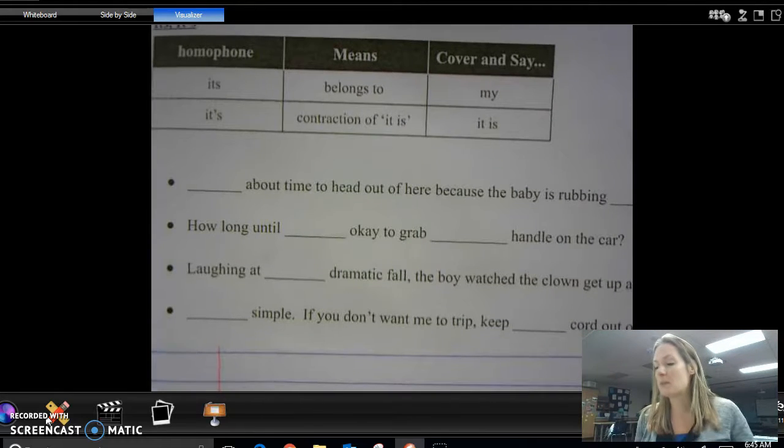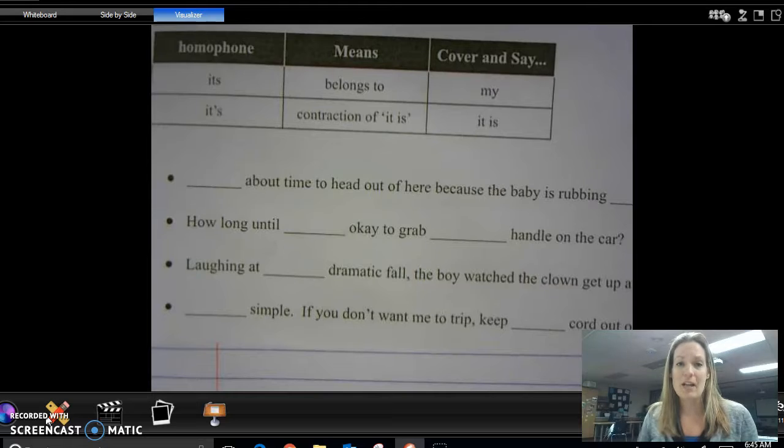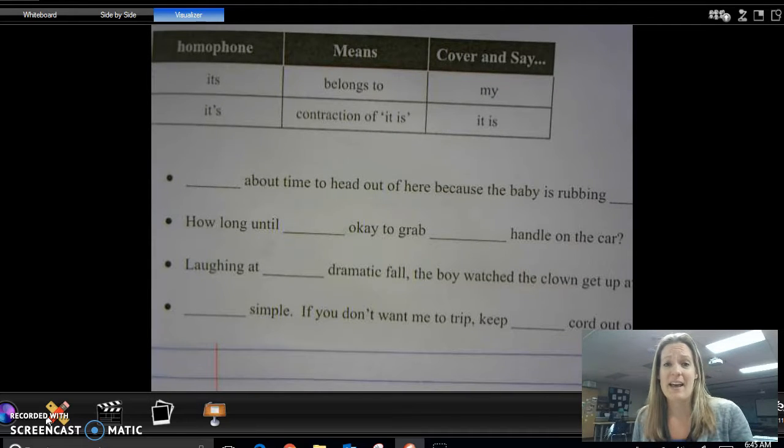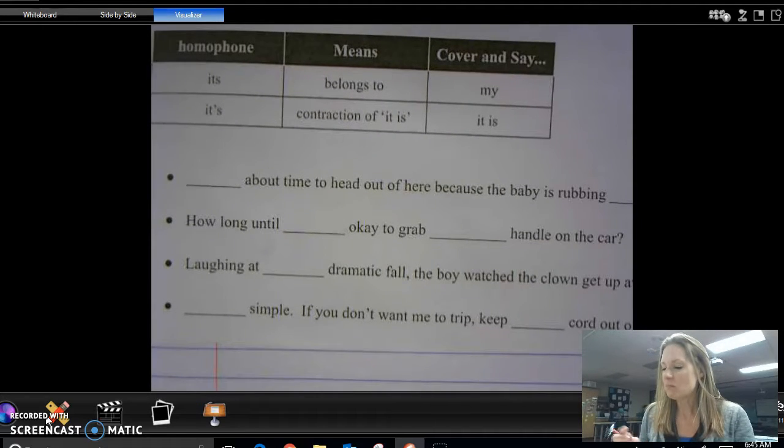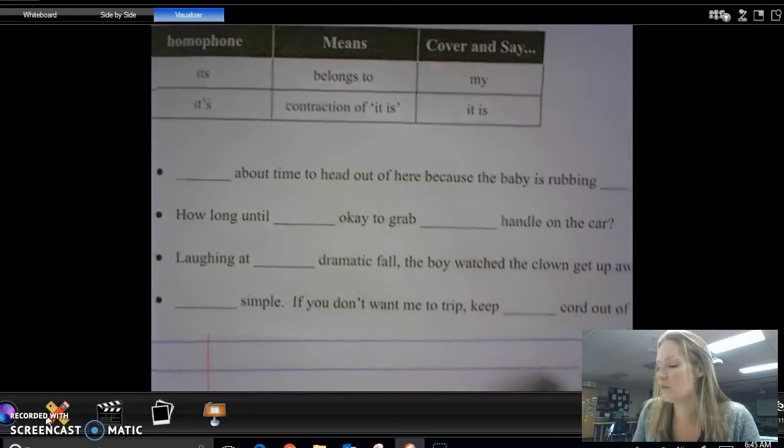If you don't have this piece of paper, make sure you get it. You glue it in your journal. Go ahead and hit pause if you need to do that, and then we'll get started. Okay, here we go. Let's take a look at this first blank.